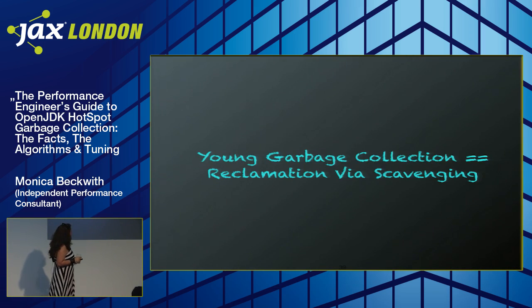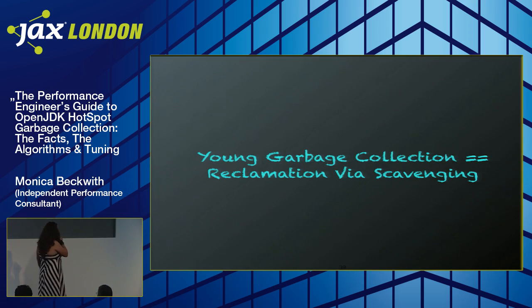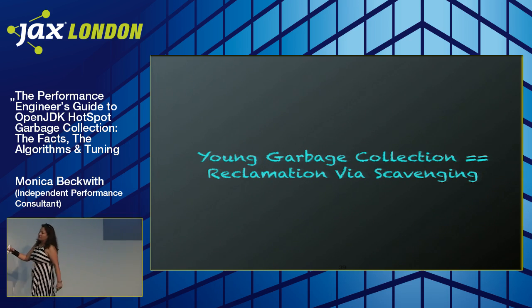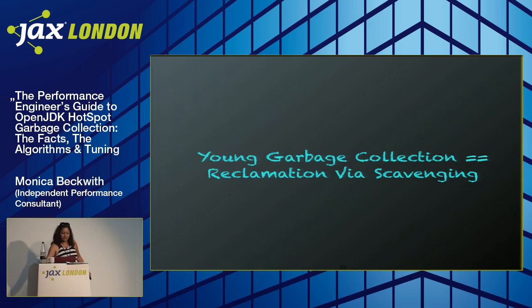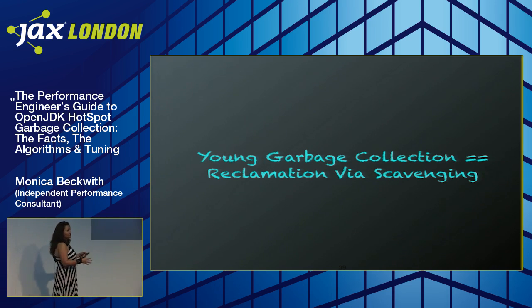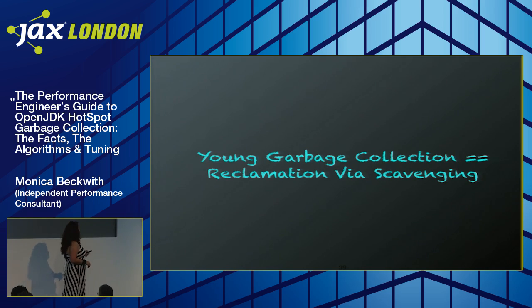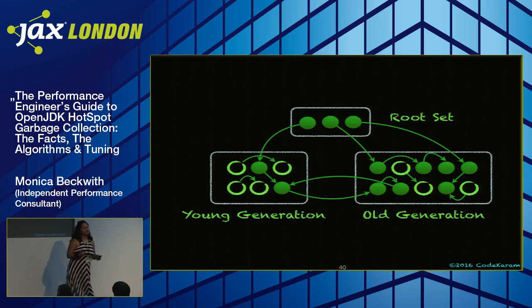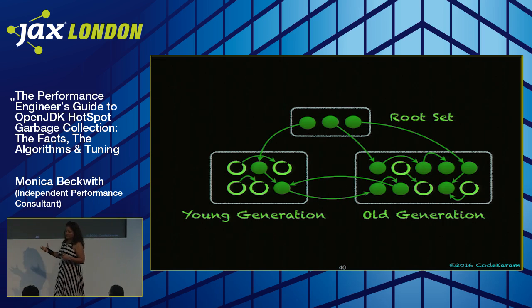All right, so let's talk about the young collections in OpenJDK HotSpot. The algorithm is called parallel scavenge for the throughput collector, and just scavenging for all other collectors, but even for CMS and G1, it's parallel scavenge. And it's called par-new, I think, for CMS. But it's the same process.